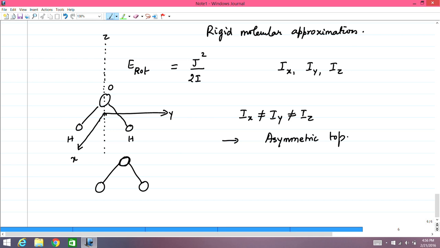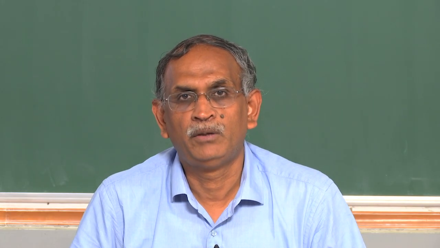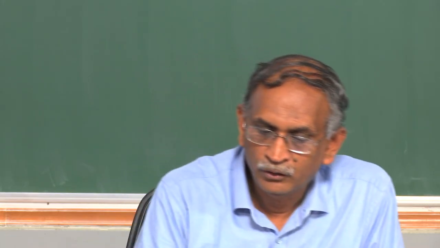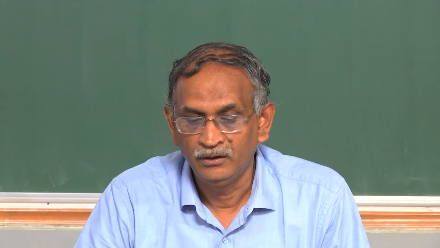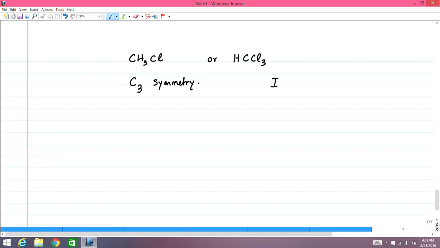Now, it is possible that in molecules 2 of the moments of inertia may be equal to one another, but different from the third, and that happens in molecules such as methyl chloride or chloroform, for example, any molecule which has a C3 symmetry. C3 meaning a 3-fold axis about which the molecule has a symmetry. Any such molecule will have 2 of the moments of inertia equal.